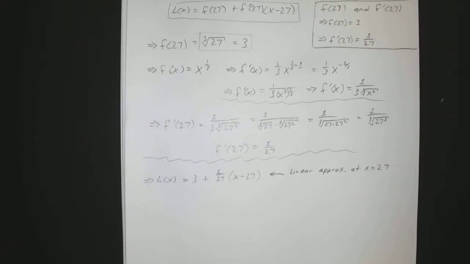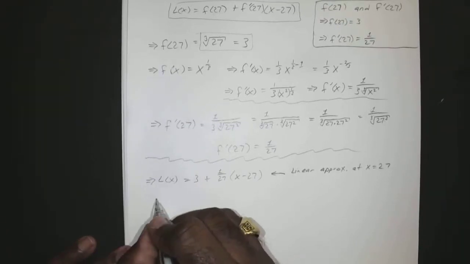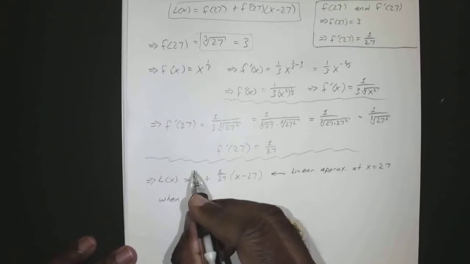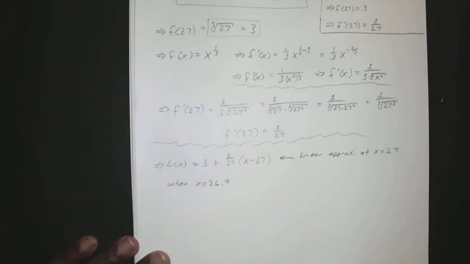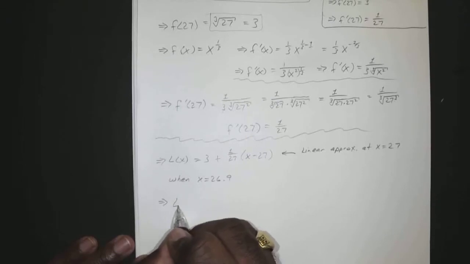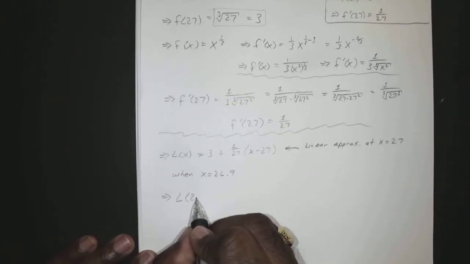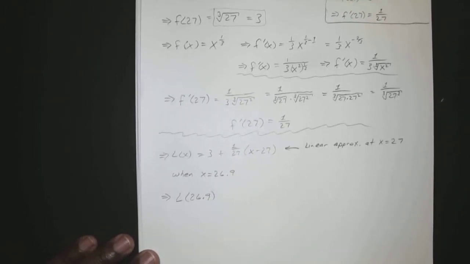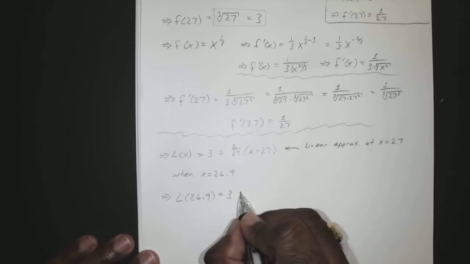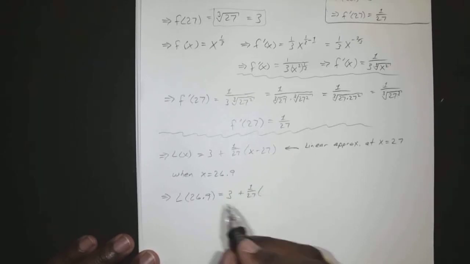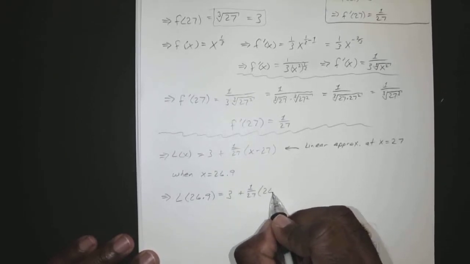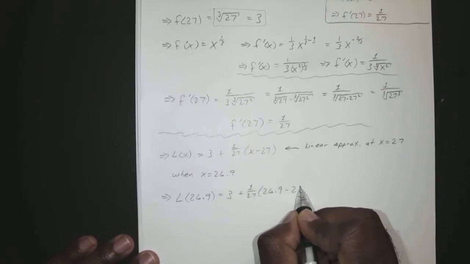We want to know the estimate at x equals 26.9. So the linear approximation of 26.9 is going to equal 3 plus 1 over 27 times 26.9 minus 27.